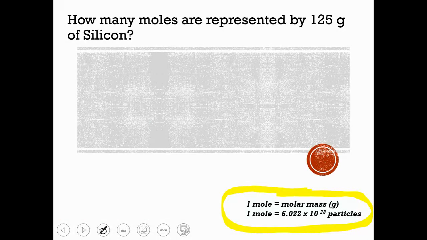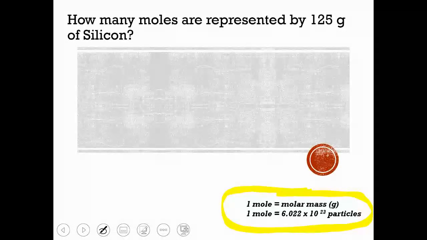So in this particular question, it says how many moles are represented by 125 grams of silicon. This is just like a problem if you have the Christmas tree is 83 inches tall. How many feet is it? You're just doing a conversion. It's still going to be the same amount of silicon. It's just going to be represented in moles instead of grams.